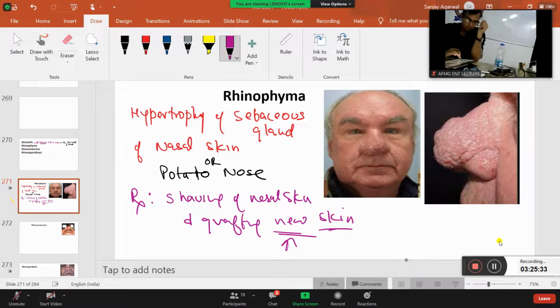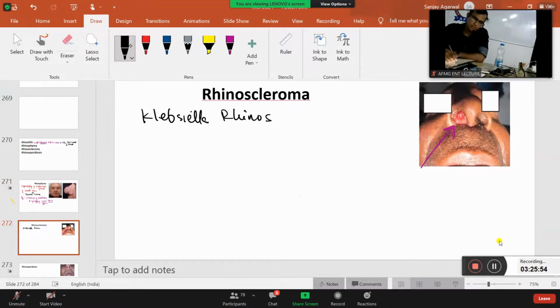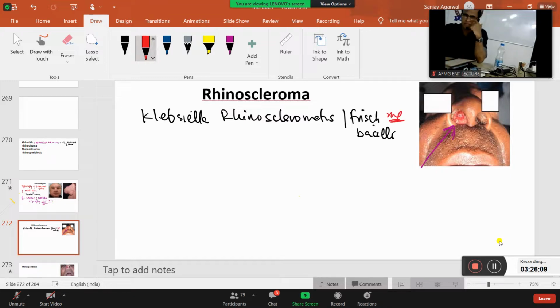The next one is very, very important. One of them is rhinoscleroma. Sclerosis in the nose. If you look at the image, you can see this is sclerosed tissue. It is caused by a bacterium. It's a bacterial disease caused by Klebsiella rhinoscleromatis, which is also called the fish bacilli. This is a micro topic, but this is an MCQ. They often ask the alternate name of the bacteria. Fish bacilli is Klebsiella rhinoscleromatis.